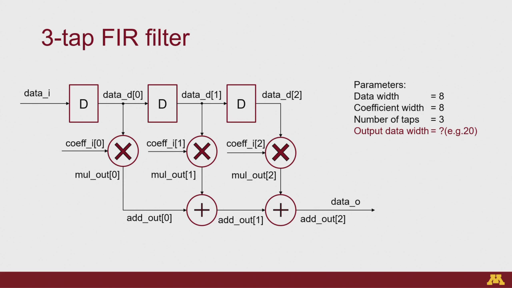Now how would you actually define this? I've defined here what the widths of all of these would be. The data widths here would be 8 bits, the coefficient widths would be 8 bits, and the number of taps is in this case 3, so that's why you have 3 taps here. And finally, the output data width is 20 bits, so this final output is going to be 20 bits.